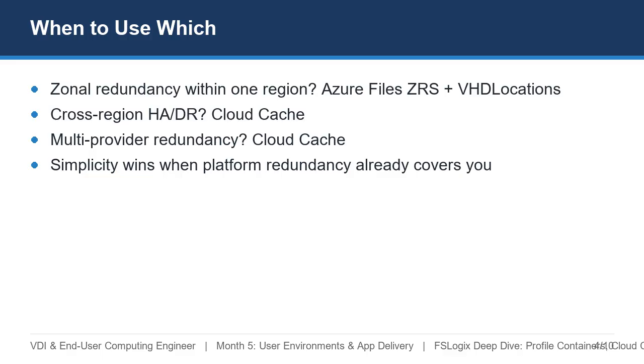Here's the rule of thumb. If platform-level redundancy like Azure Files zone redundant storage already covers your resilience requirement within one region, stick with VHDLocations. It's simpler to operate. If you need cross-region failover or you're replicating across different storage providers entirely, that's what Cloud Cache is built for.